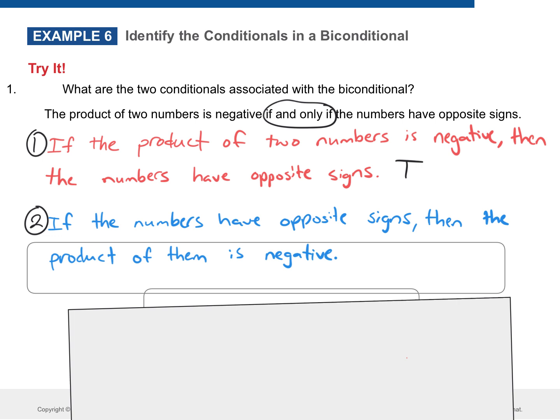If for some reason number 1 was false, would we have to check the second one? No. Okay, number 2, if the numbers have opposite signs, so positive or negative, then the product of them is negative. True or false? It is true. Since both of them are true, is my biconditional statement true? Yes.